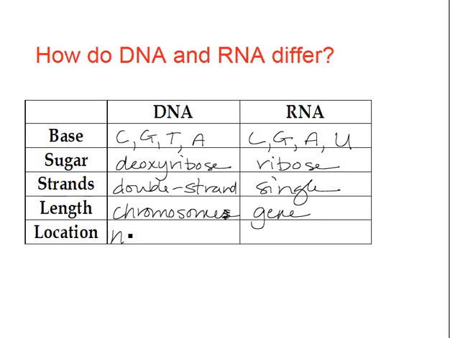DNA is located in the nucleus of the cell and only in the nucleus, whereas RNA is initially created in the nucleus of the cell, but then it migrates out into the cytoplasm, which is this region of gelatinous-like fluid with lots of molecules floating around in it. That's a good place for us to stop, and we'll pick this up in part 2 of the lecture.